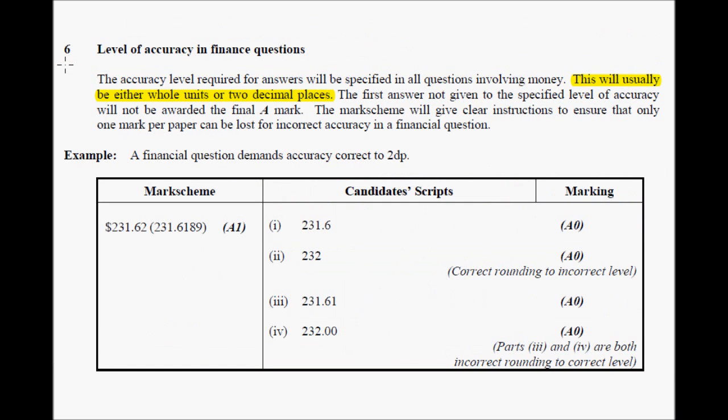Now, with finance questions, this used to be a finance penalty. If they don't say anything, put your answers to two decimal places. You just have to assume. Normally it's euros or dollars or something, yen maybe, so it's going to be two decimal places. But oftentimes they'll ask you to round to the nearest whole unit. So again, you can lose 1 mark per paper, just like in the accuracy penalties. In financial questions, you can lose 1 mark per paper.